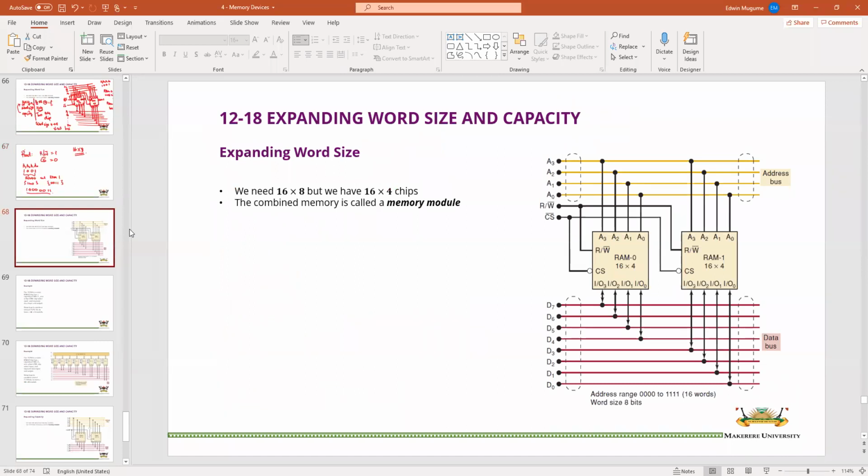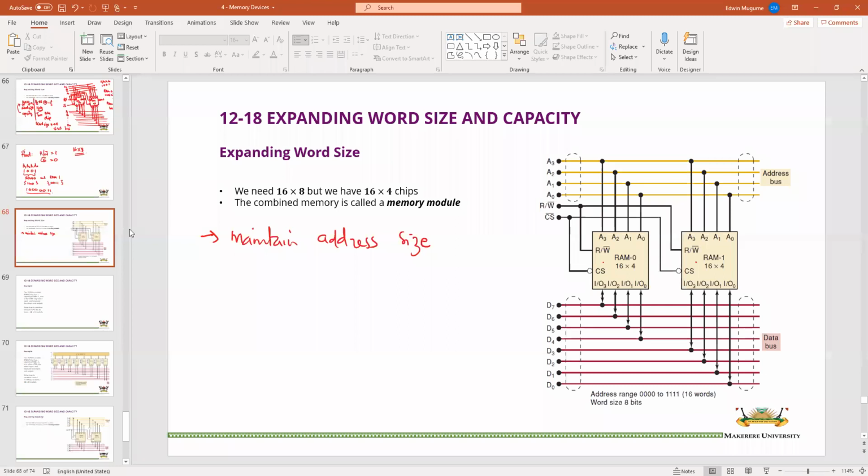As simple as that. So you can see here that we maintain the address size. The reason why we do this is because the number of words does not change. It's just that we get part of the word from here and another part from the other one. But the number of words will remain 16. But now, of course, if we are increasing the word size, the capacity will also inadvertently increase.